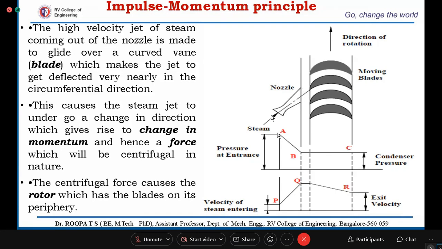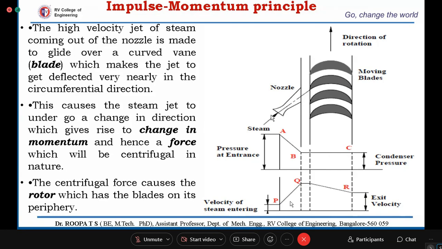So the decrease in pressure is indicated with the line AB. When it passes through the blades, there will not be any change in the pressure, so it is indicated as a straight horizontal line along BC. So this is the pressure graph.